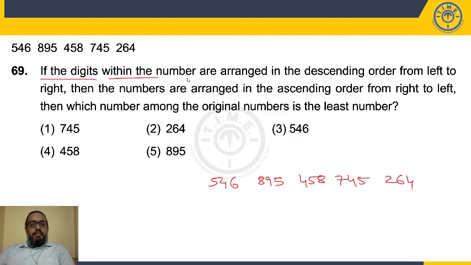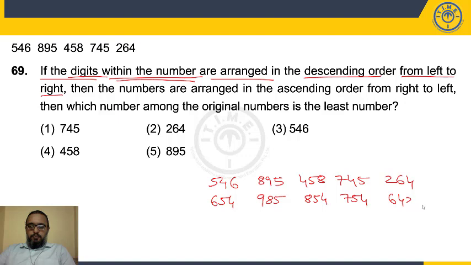If the digits within the number are arranged in the descending order from left to right. Now he says digits within the number are arranged in the descending order from left to right. Okay, so that means you'll get 654, then 985, then 854, then 754, and then 642. Okay, descending order from left to right. Then the numbers are arranged in the ascending order from right to left.